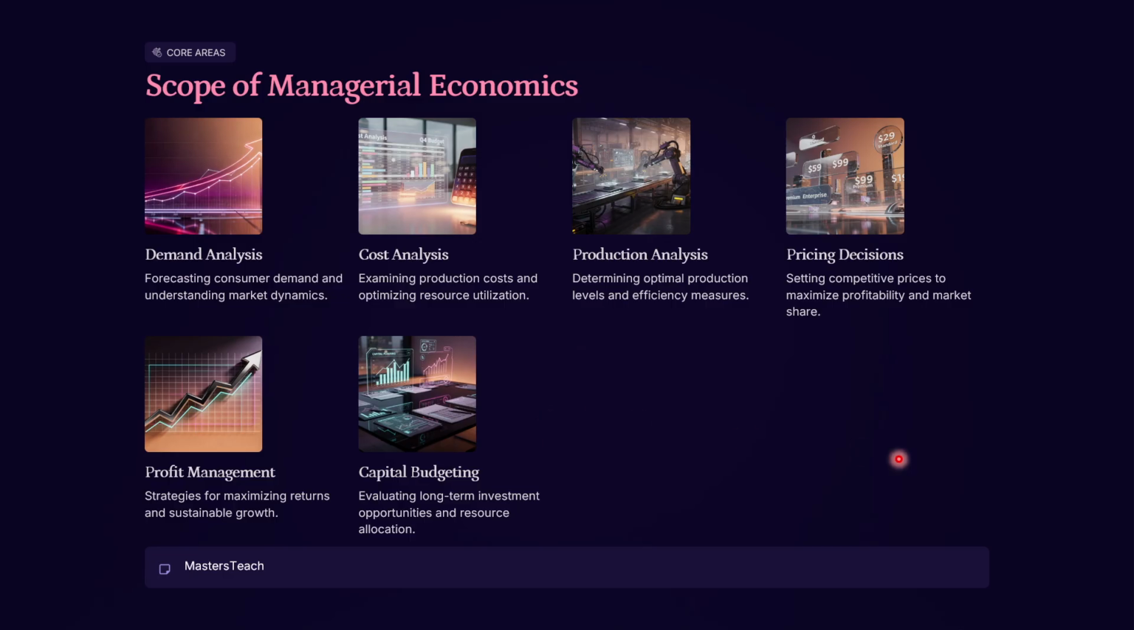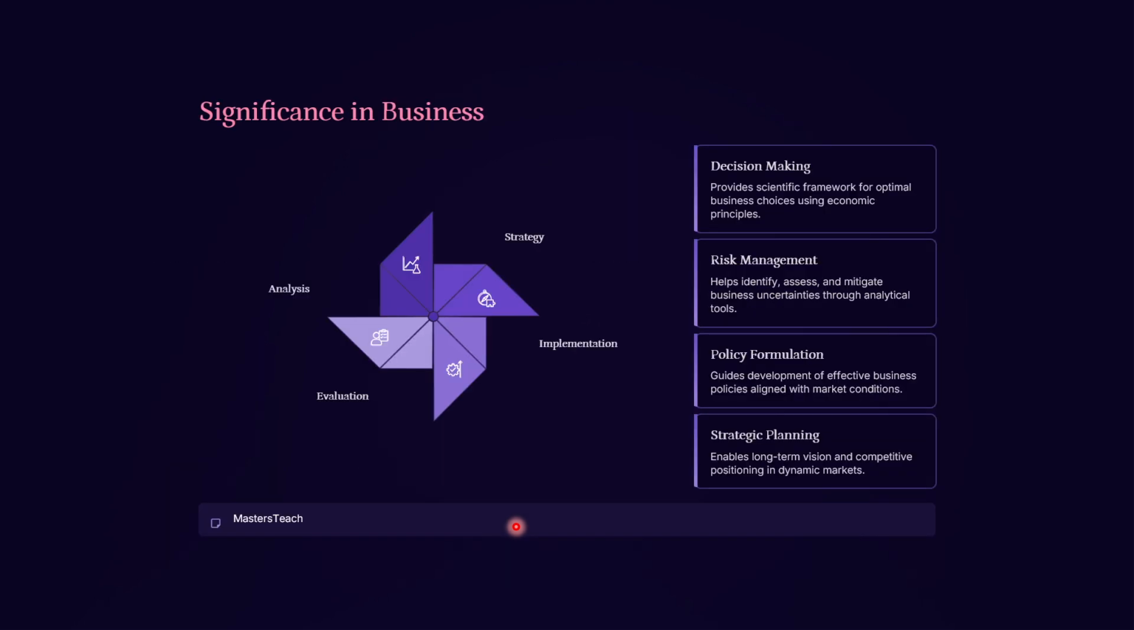Pricing decisions are about competitive prices to maximize profitability and market share. Then profit management, which is about how to get maximum returns with sustainable growth. Then capital budgeting, which covers long term investment opportunities and resource allocation.